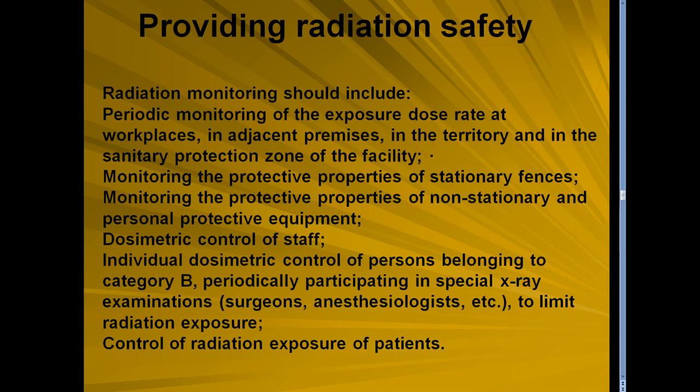Providing radiation safety. Radiation monitoring should include periodic monitoring of the exposure dose rate at workplaces, in adjacent premises, in the territory and in the sanitary protection zone of the facility. Monitoring the protective properties of stationary fences. Monitoring the protective properties of non-stationary and personal protective equipment.